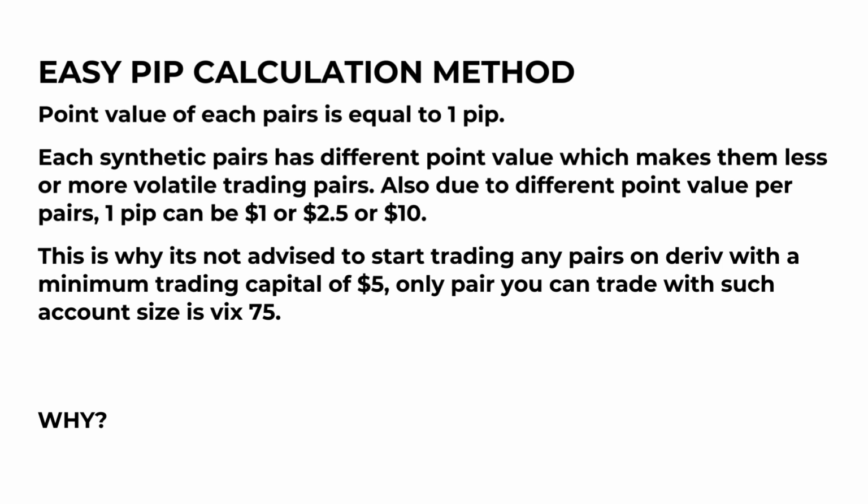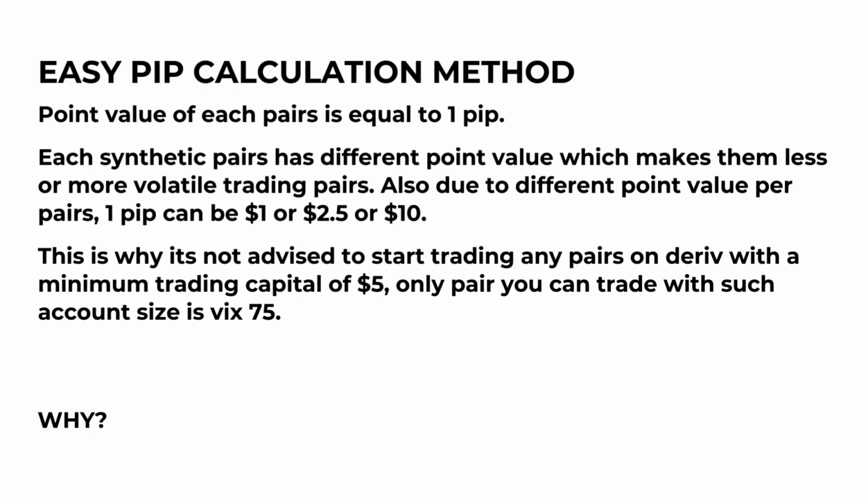That is how to easily calculate your pips without having to stress yourself with MT5 and doing mathematics with your calculator and dividing. No, this is very easy. Now the point value of each pair is equal to 1 pip. Each pair has a different point value, which makes them less or more volatile trading pairs.